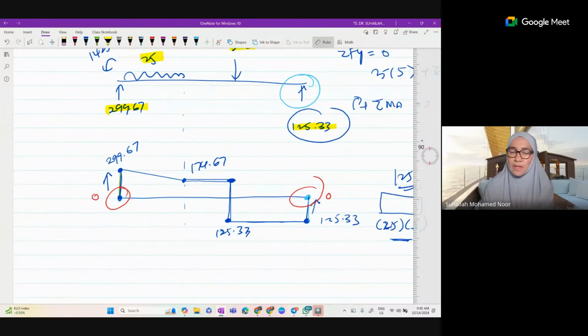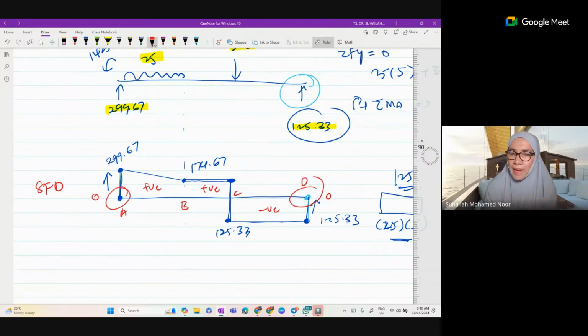Shear force diagram for this beam. So all of these are positive. So this is positive, positive, negative. Okay, so this is A, B, C, and D. Okay, so this is the shear force diagram for the beam.